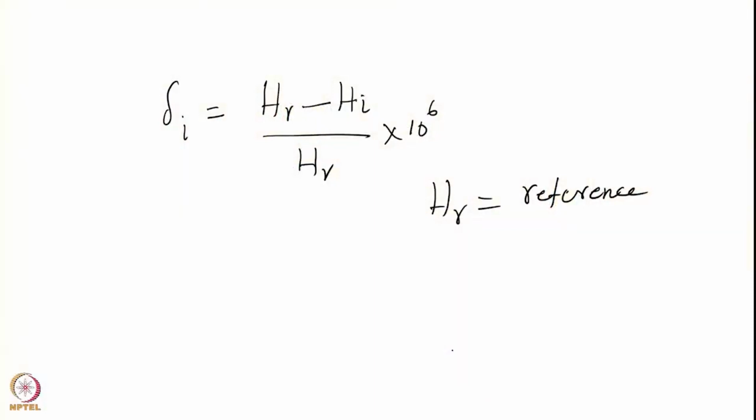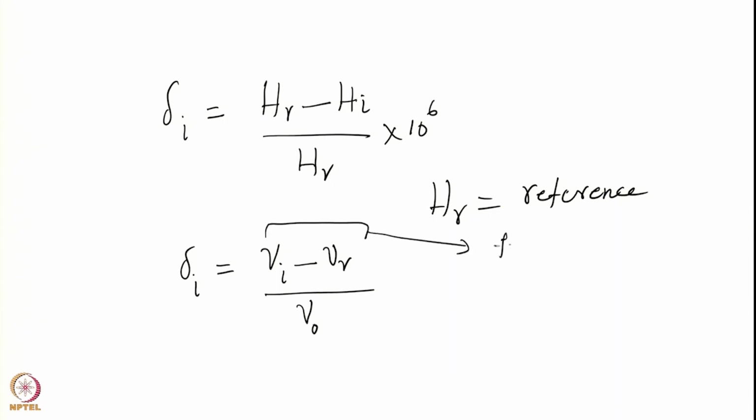Now also what is the magnitude of this? We can also write this in terms of frequencies. Delta I is equal to nu I minus nu R, nu is the frequency, divided by, now I will replace this HR by nu naught. Why? Because nu R and nu naught are very close. This difference is of the order of a few kilohertz, and this is megahertz.